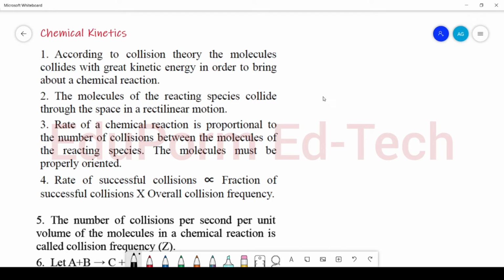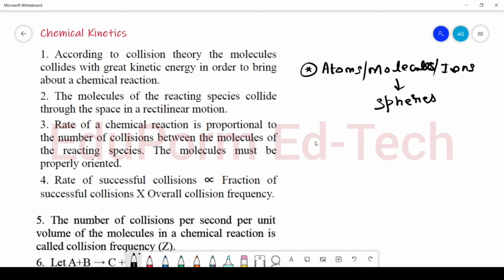In this lecture, we will discuss the collision theory. According to collision theory, there are the following assumptions. Assumption number one is that reacting atoms, reacting molecules, and reacting ions are spheres. This was the first assumption. So it assumed that reacting species are ball-like spheres.